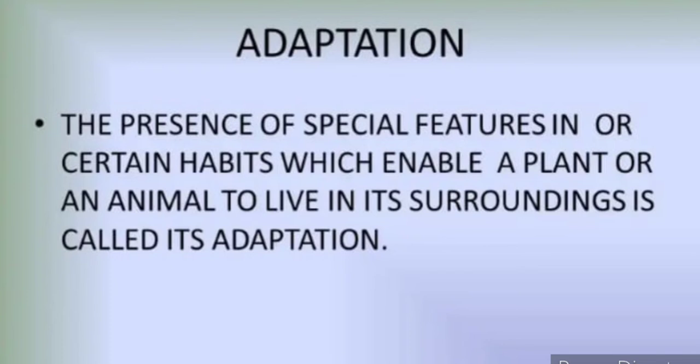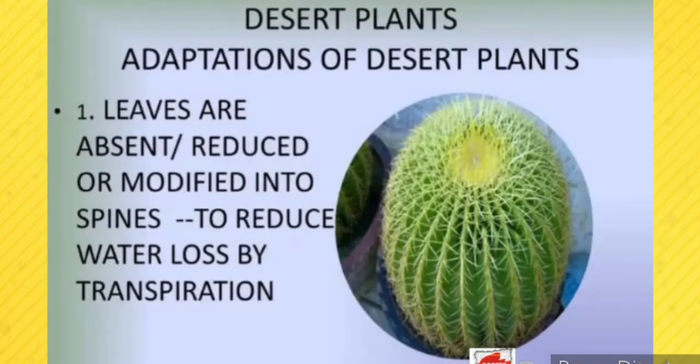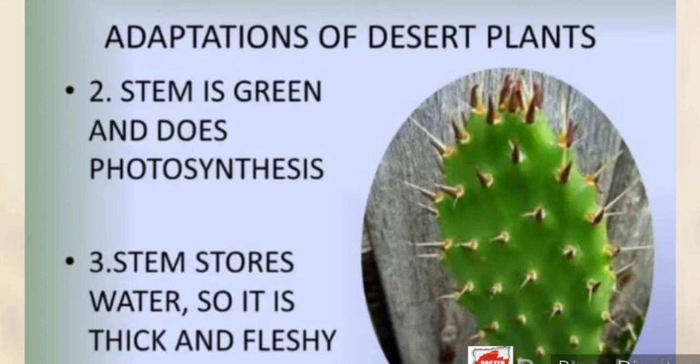Okay. Now, first we have the terrestrial habitat. If the habitat is land, it is called terrestrial habitat. For example, desert, forest, grassland, mountains, etc. Now, first we have the desert plants. In the adaptations of desert plants, the leaves are absent, reduced or modified into spines to reduce water loss by transpiration. That means the leaves will be reduced in the form of spines.